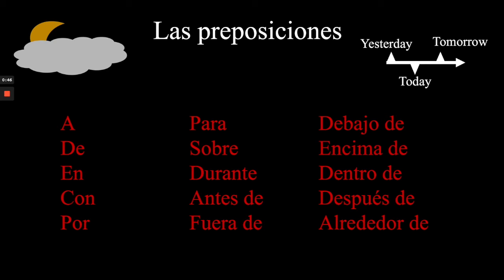antes de means before, fuera de means outside of, debajo de, beneath, encima de, on top of, dentro de, inside of, and después de, after, and alrededor de, around. So these are the prepositions we have covered so far, and all of these in some way or other, whether concretely or abstractly, represent a spatial or temporal relationship between two or more objects. Let's have a look here in the next screen to try to illustrate this a bit better.